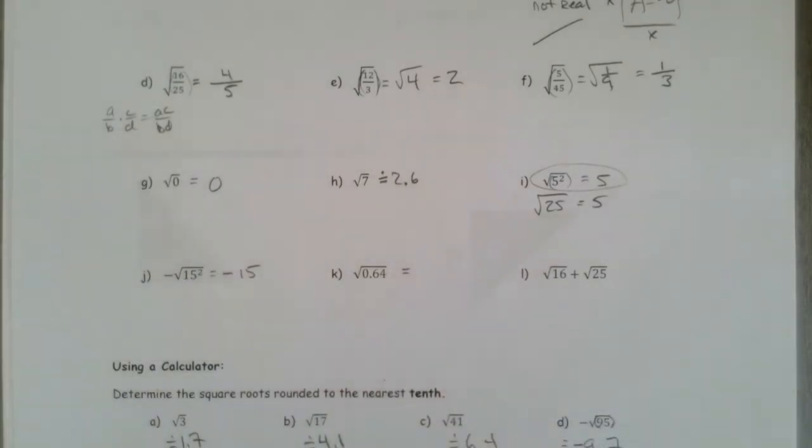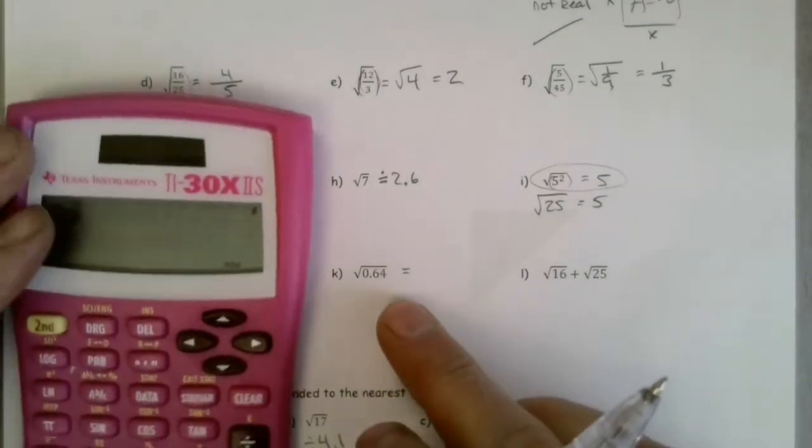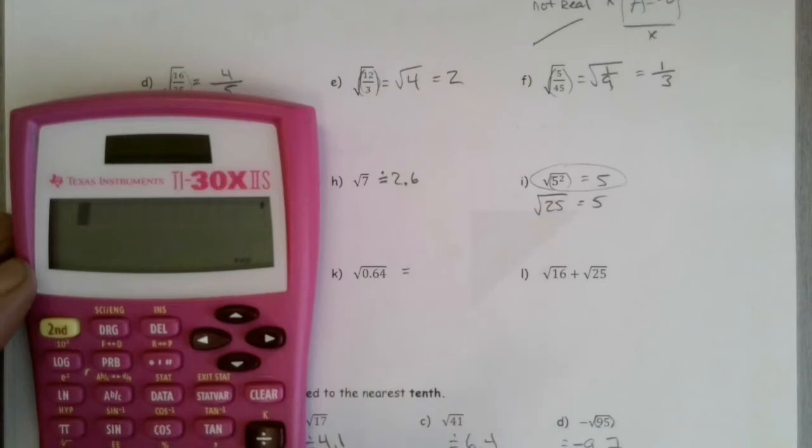This one right here, the square root of 0.64. Now, you might recognize 64 as having a square root of 8, and yet you'd still look at this and wonder what on earth the answer is. So let's just take a quick look. Let's let the calculator do it right now and see if we can come up with a rule for it.